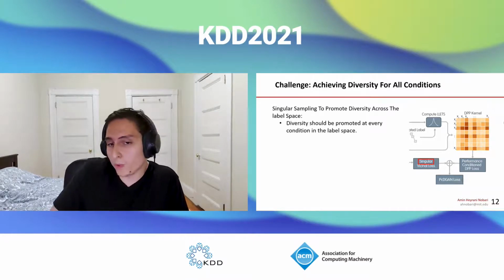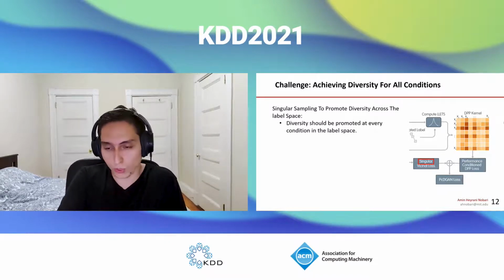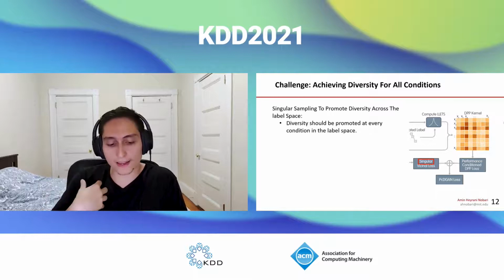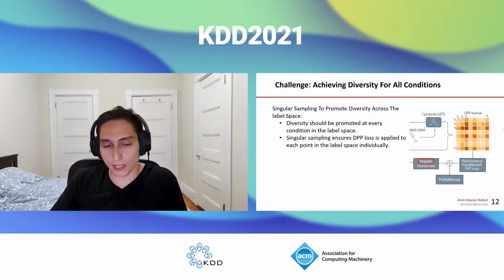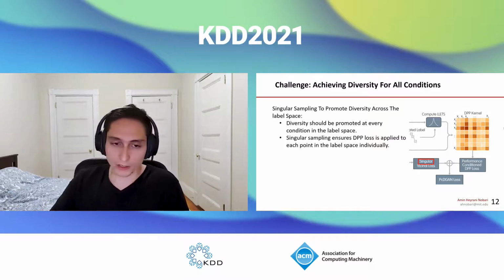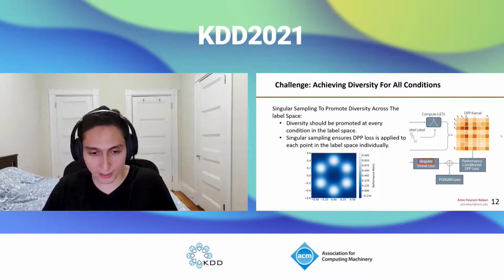So the thing is, we want diversity to be promoted everywhere in the label space. Regardless of what condition we give to the generator, we would like the generated samples to cover the design space evenly. And for this, we use singular sampling, which ensures the DPP loss is applied to every single condition separately. Now, visually, let's take an example of a performance space like this.